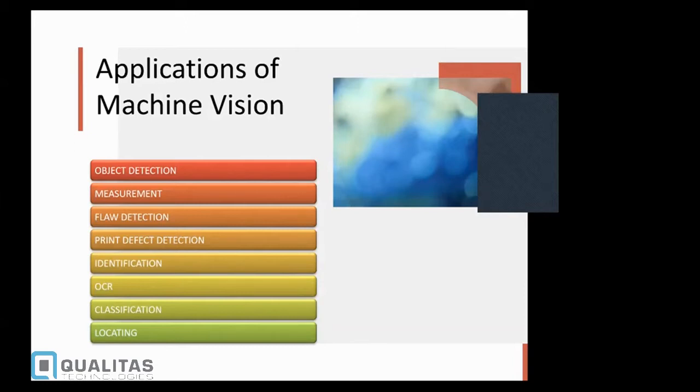And each of these 8 applications has a distinct challenge or a distinct problem that needs to be solved, right? And let's look at each one of these individually. So the 8 are object detection, measurement, flaw detection. A subset of flaw detection is print defect detection, right? That's also a flaw detection, but it's a little bit different. So that's why it's its own application. Identification, OCR or optical character recognition, and then we have what is called classification, and I'll go into all the details, and locating, right? These are the 8. So almost everything in manufacturing falls under one of these 8.